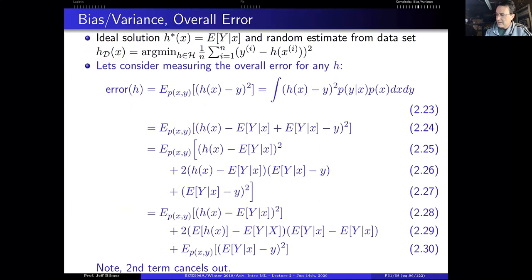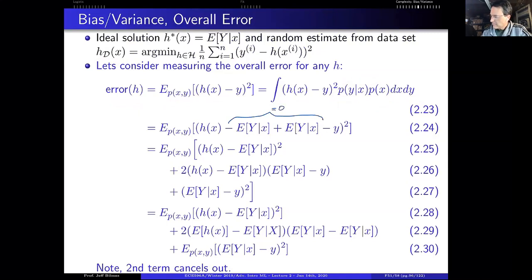Let's talk about the overall error, where the overall error takes the expected value of the squared error between the current hypothesis H and Y, averaging over the true data distribution. Here's the definition. We've got this joint distribution, and we use the conditional probability to break it into P of Y given X times P of X. It's an integral. And now we're going to add something a little bit funny. We're going to add 0 to it.